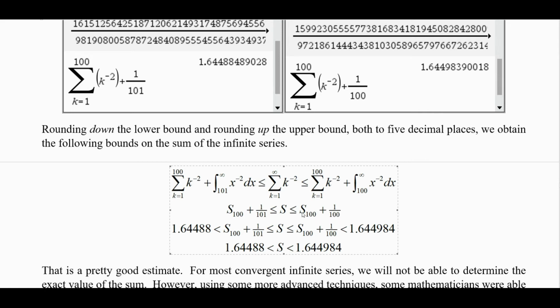And then rounding this right side up and the left side down, we get these two numbers. So we see the true sum is somewhere between 1.64488 and 1.644984. So that's, hey, it's pretty close. We've narrowed it down fairly well.